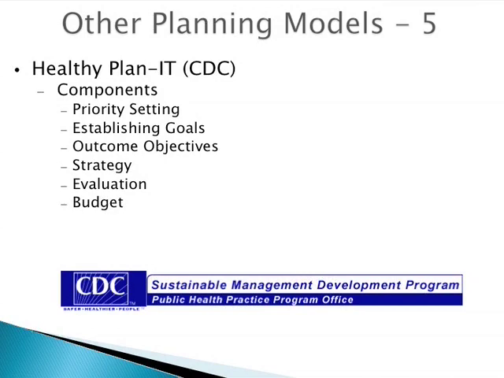Healthy Planet was developed by the Sustainable Management Development Program at the Centers for Disease Control and Prevention to strengthen in-country management training capacity in the health sector of developing countries. The Health Analysis for Planning Prevention Services, HAPPS, a planning model that was commonly used in the 1980s, is the basis of Healthy Planet. The model itself consists of 6 steps: priority setting, establishing goals, outcome objectives, strategy, evaluation, and budget.